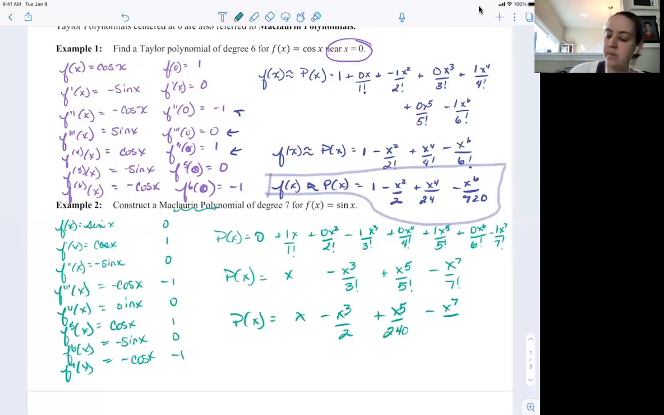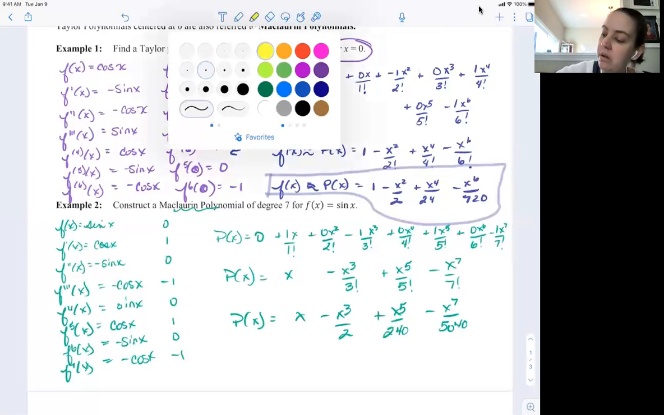I'm definitely going to cheat on that one. Do you always have to simplify those? I've seen them listed both ways. I've seen them with the factorials. I've seen them multiplied out. It depends. Be prepared to go in either direction. There you go. Maclaurin polynomial of degree 7 for the sine of x.